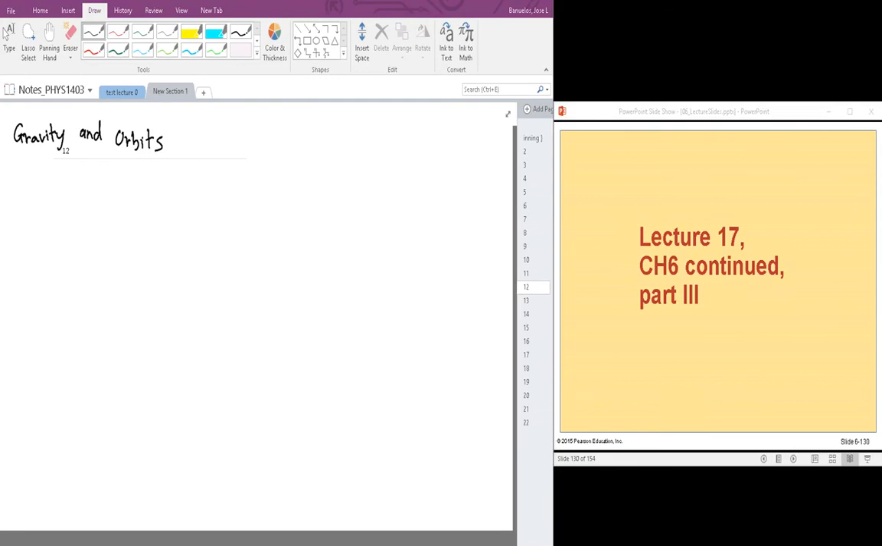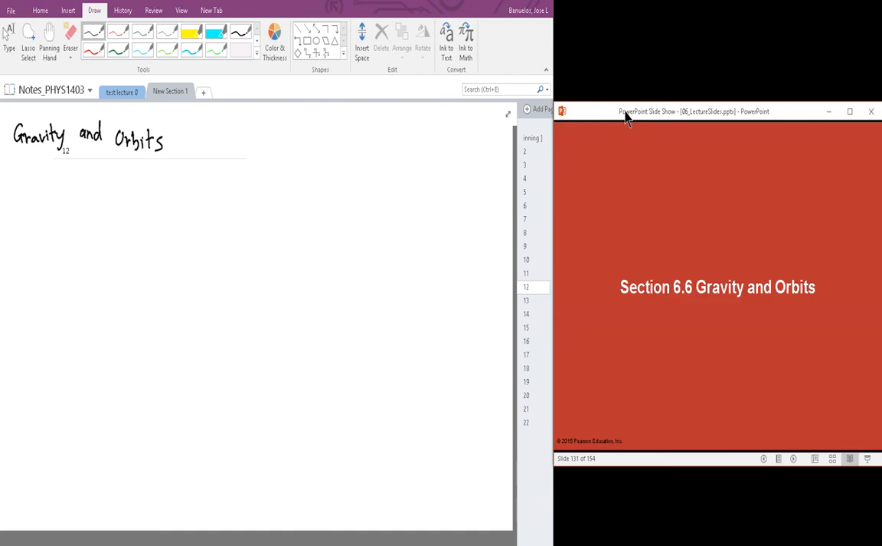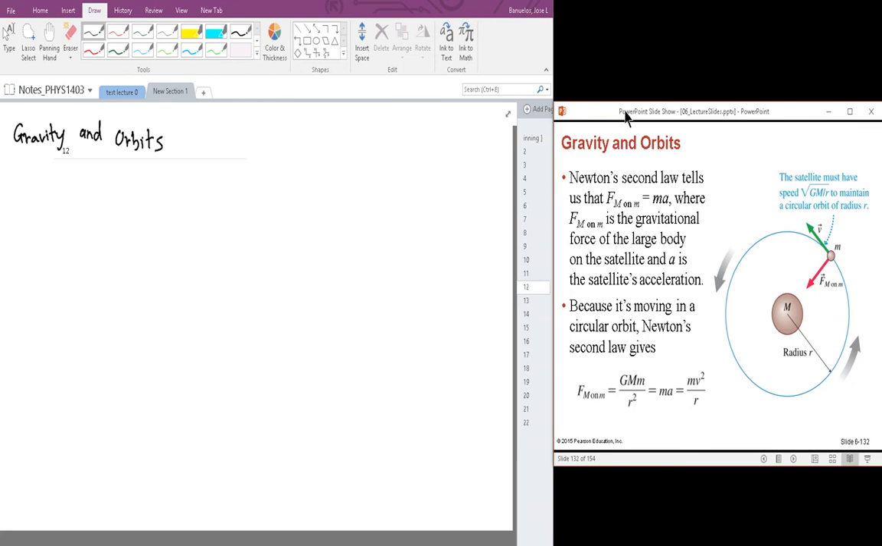Welcome everybody. This is part 3, the last part of chapter 6. And this last part is going to be all about gravity and orbits. I know it seems like maybe a little bit of repetition, but the point of this last section is to put to use the equations that we developed, based on Newton's law of gravity.